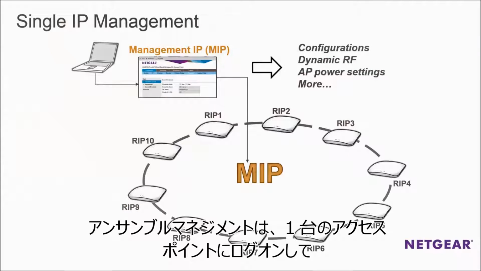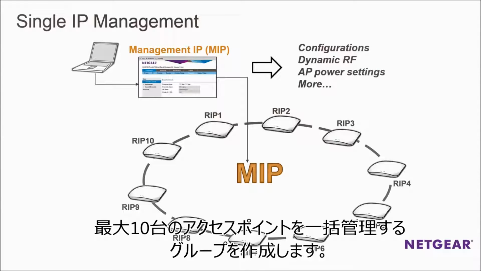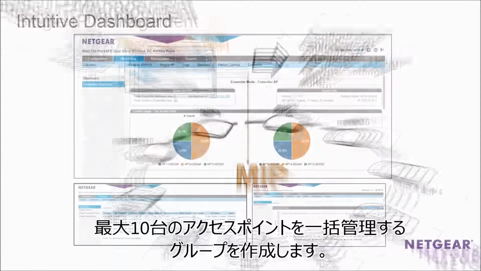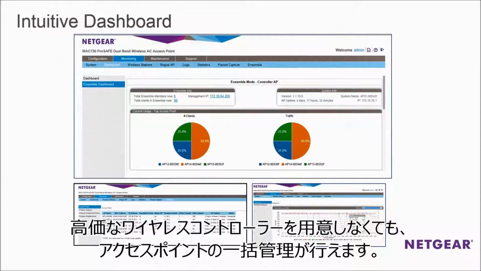Ensemble is a new feature in our WAC720 and WAC730 wireless AC access points. Ensemble Management allows you to log on to one access point and create a configuration that can be automatically applied to up to 10 APs. This allows users to expand their wireless networks without the need to purchase a separate wireless controller.